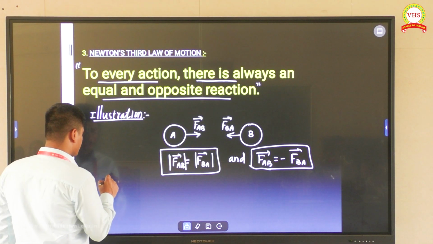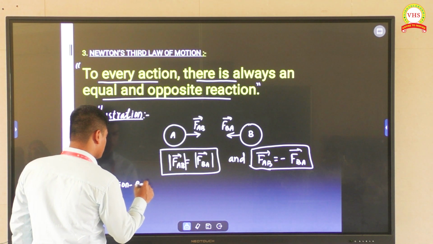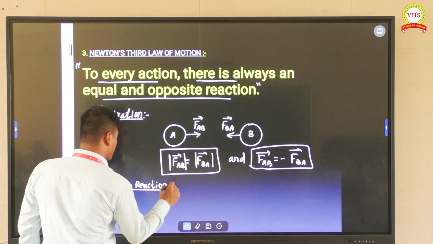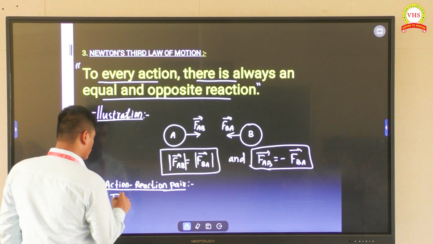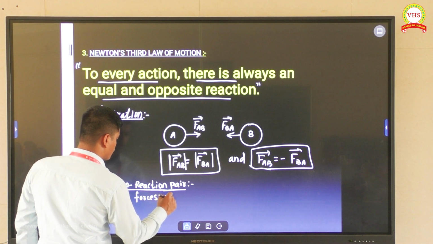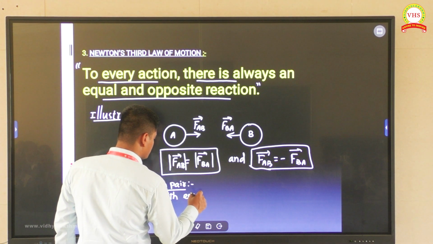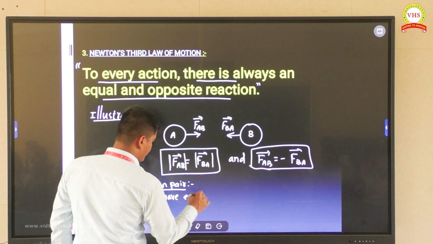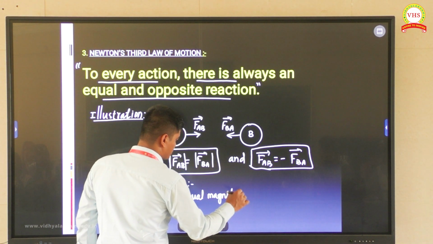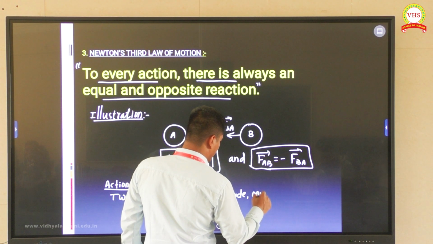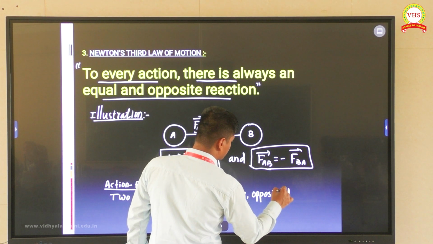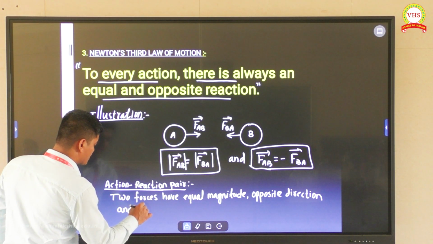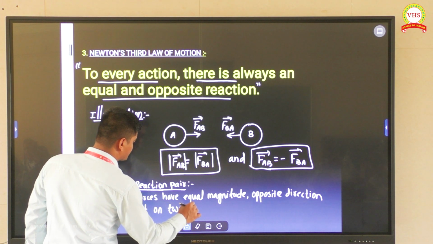That means from here, if you want to understand what an action reaction pair is: an action reaction pair is nothing but two forces with equal magnitude, opposite direction, and acting on two different objects.